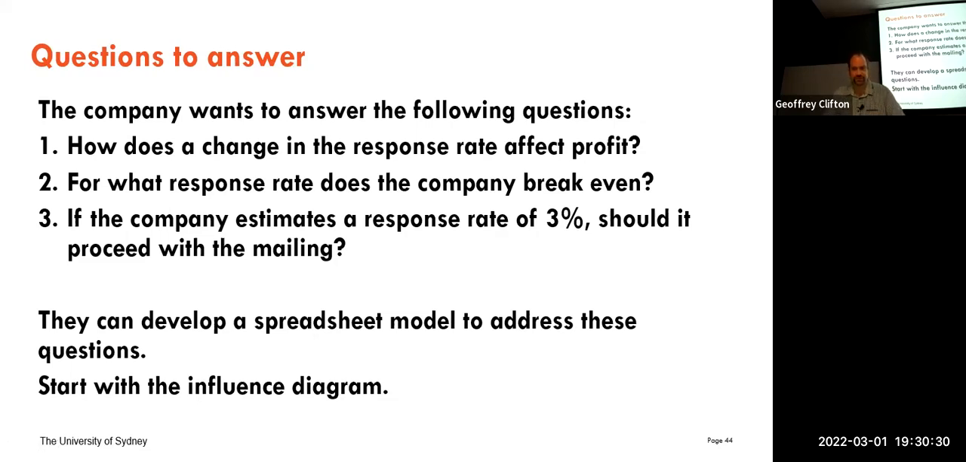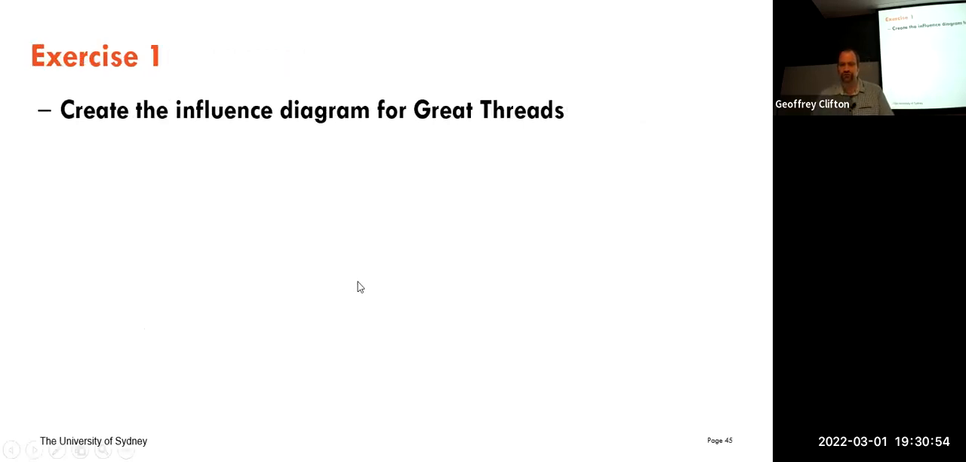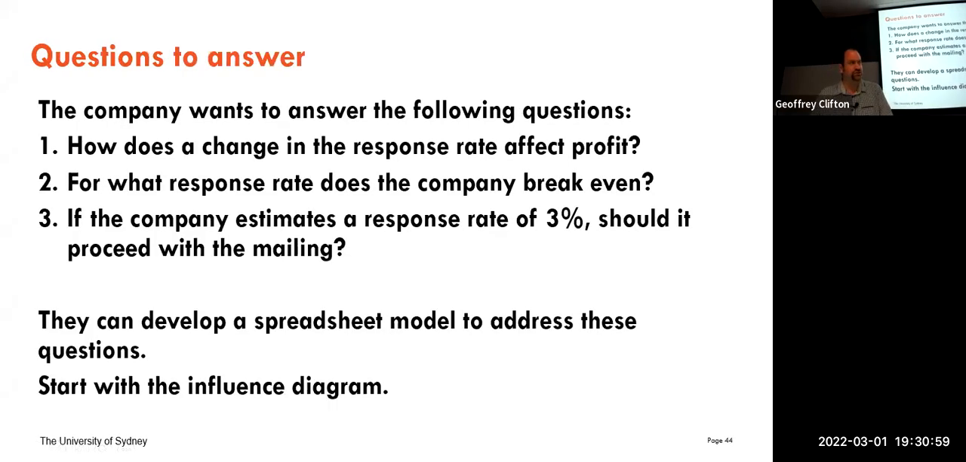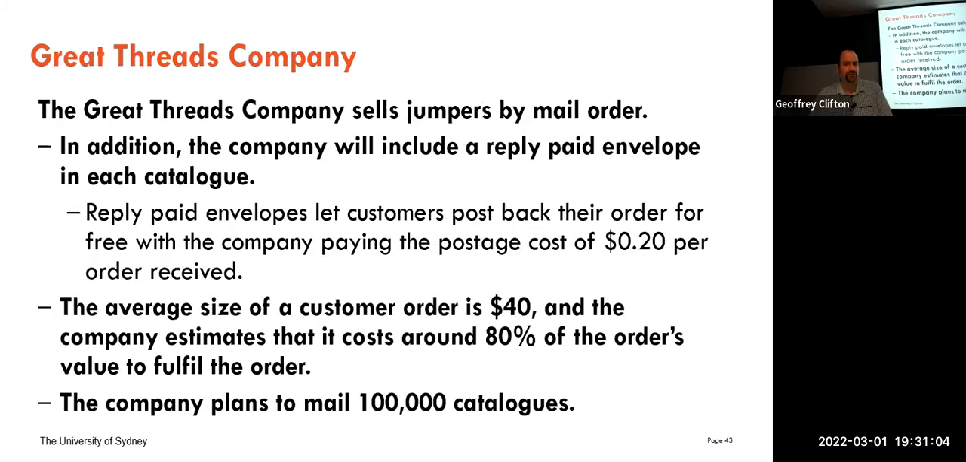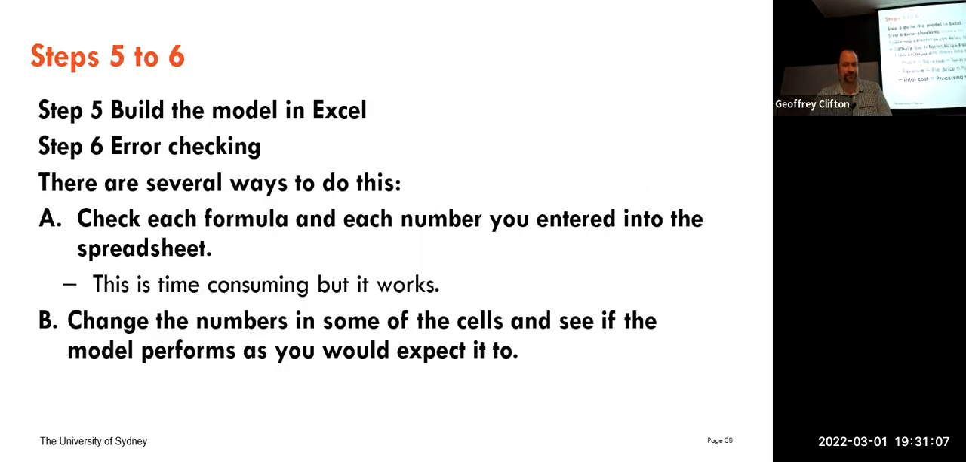So they ask some questions. How does a change in the response rate affect profit? What response rate does a company need to break even? If they think they'll get a response rate of 3%, should they go ahead with the mail out? Now they can develop a spreadsheet model to address all of these questions. The first thing I want you to do is build an influence diagram.